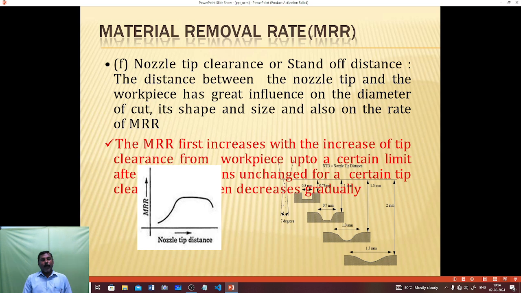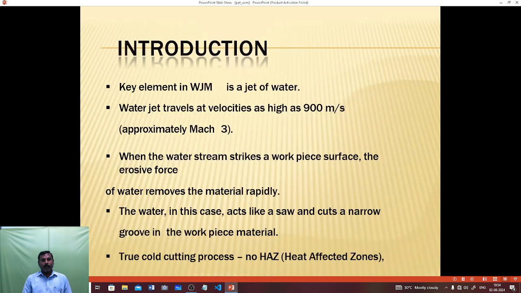Regarding nozzle tip clearance or stand-off distance, the distance between the nozzle tip and the workpiece has a great influence on the diameter of cut, its shape and size, and also on the metal removal rate. The metal removal rate first increases with the increase of tip clearance from the workpiece up to a certain limit. After remaining unchanged for a certain tip clearance, it decreases gradually.